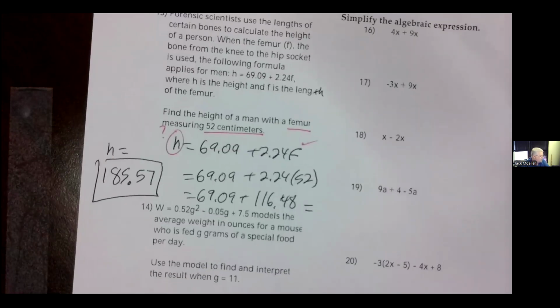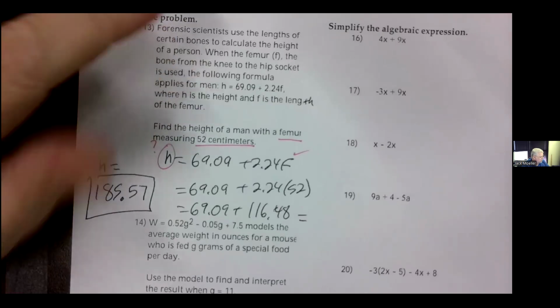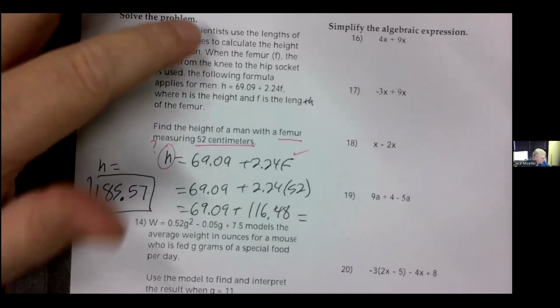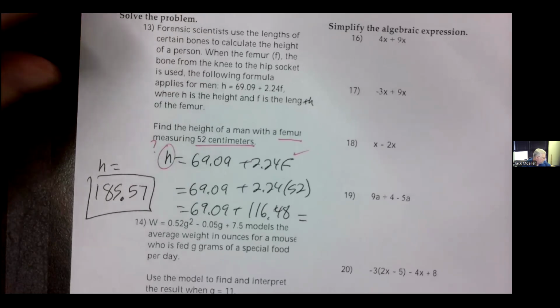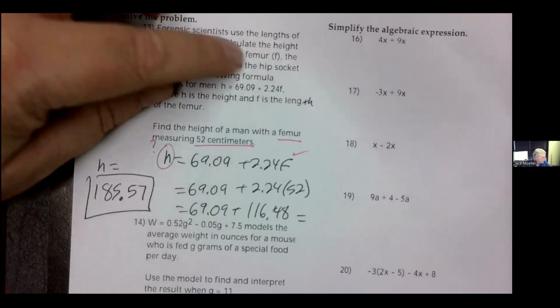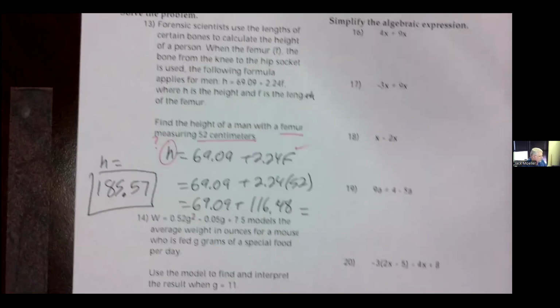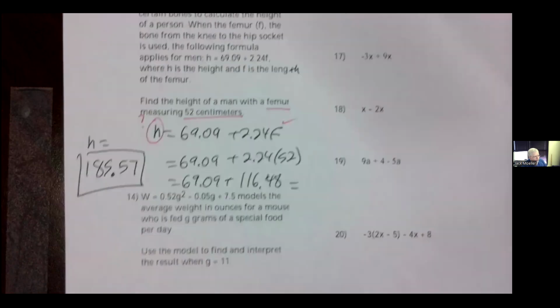All right, so when you have these word problems, first of all, try not to get overwhelmed, particularly if you haven't done these in a while. Very often we're going to give you a formula, and then basically what you need to do is figure out what the letters mean. It tells you that you calculated the height, so H is height. Then the femur F, they're telling you that's the length of the femur, so just break it down piece by piece.